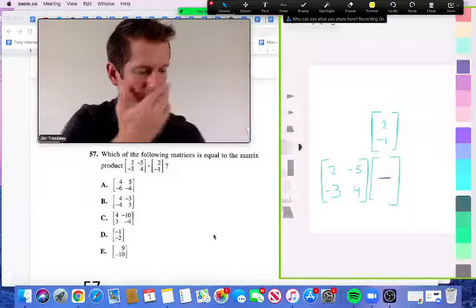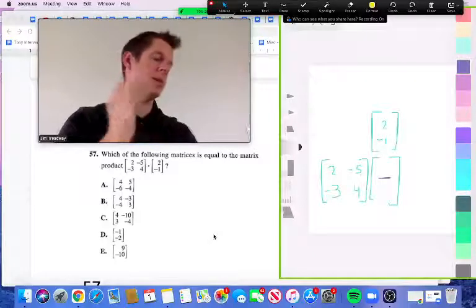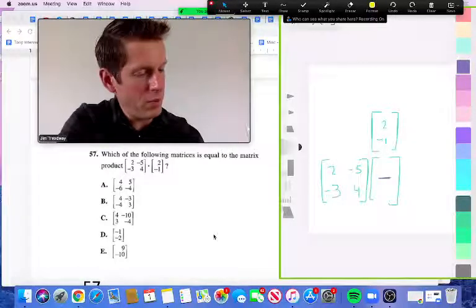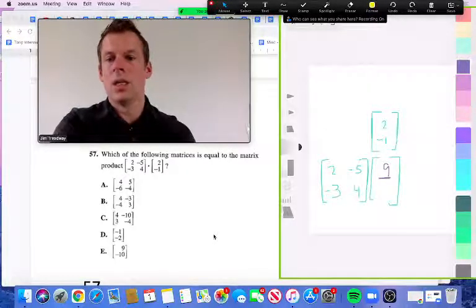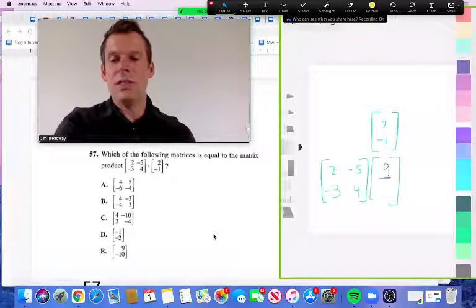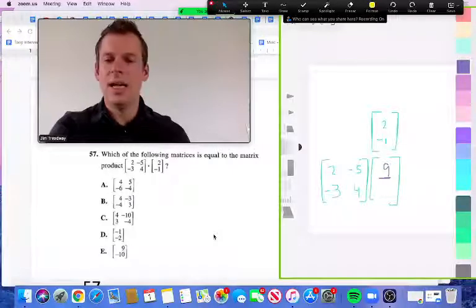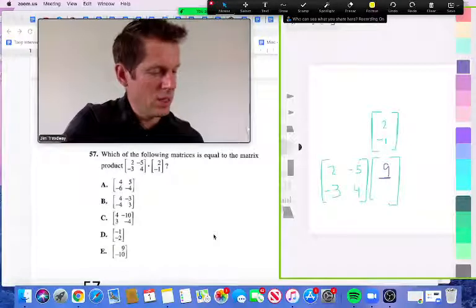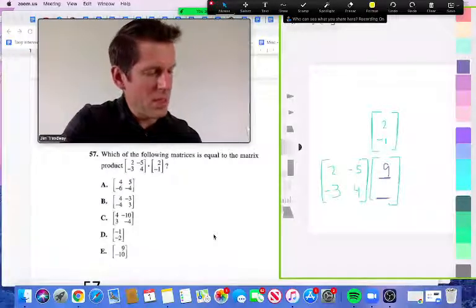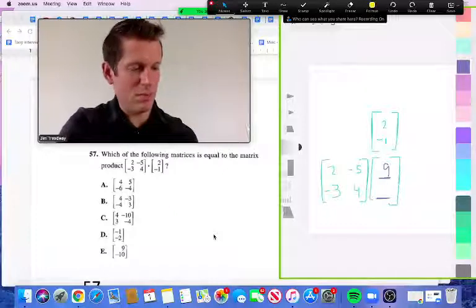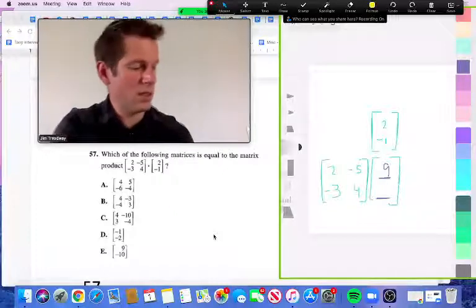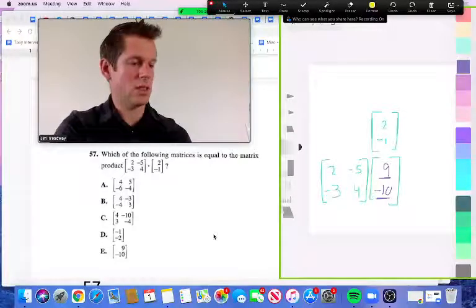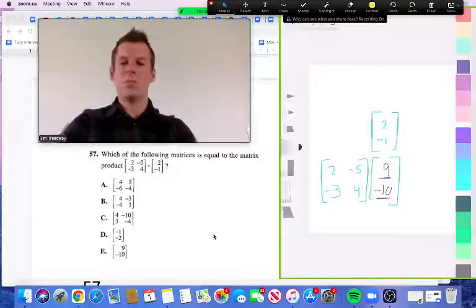So 2 times 2, outer numbers, plus the product of the inner numbers, negative 5 times negative 1. So we got 4 plus 5, which is 9. You'll notice only one of those answers even has 9 as that top answer. We already know it's E, but just to double check, do the bottom number: negative 3 times 2, which is negative 6, plus 4 times negative 1, which is negative 4. It's going to come out as negative 10, just like answer choice E shows us. So that is how you do matrix multiplication.